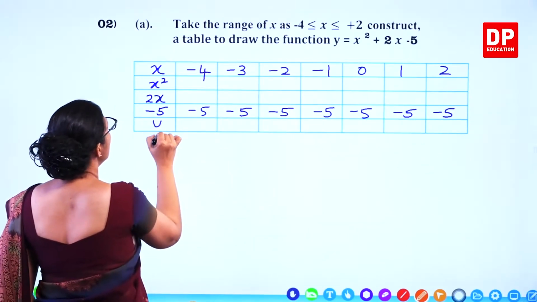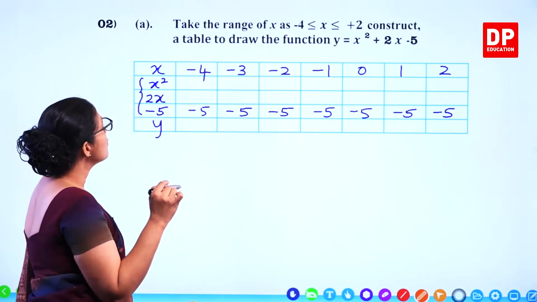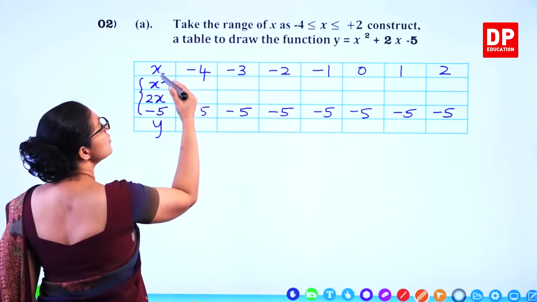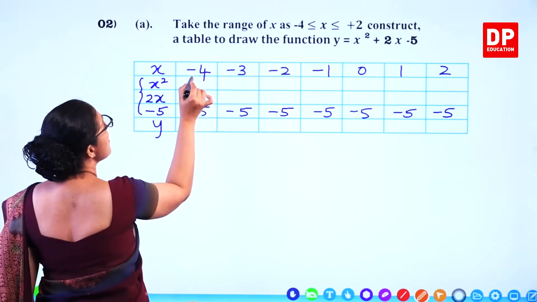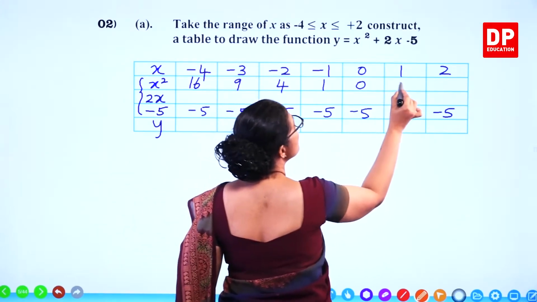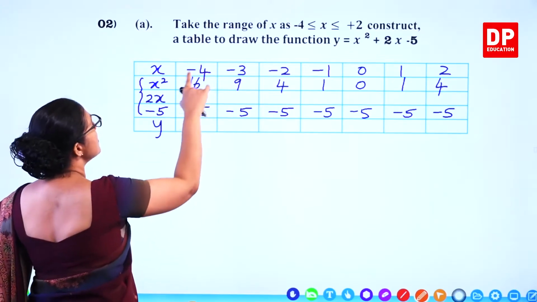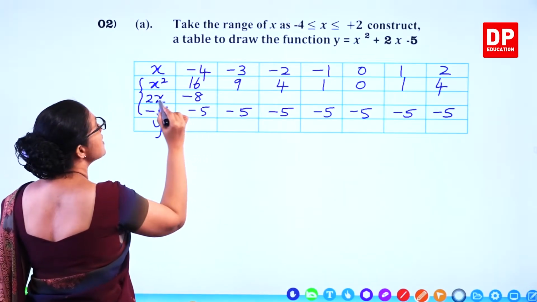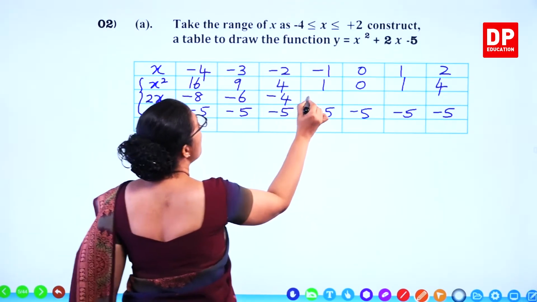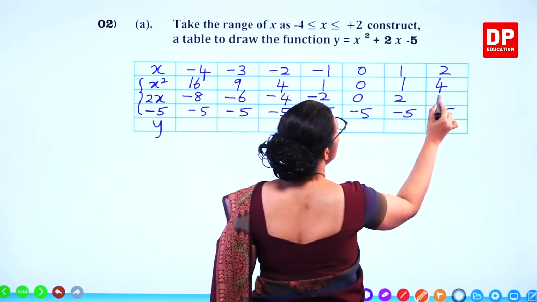And then when you add these 3, you get the y value. So let's do that. Now if x equals -4, square all the values. All becomes positive. 4 times 4, 16. 9, 4, 1, 0 times 0, 0, 1, 4. Then 2x, 2 times x. 2 times -4, -8. 2 times -3, -6. -4, -2. 0, plus 2, plus 4.